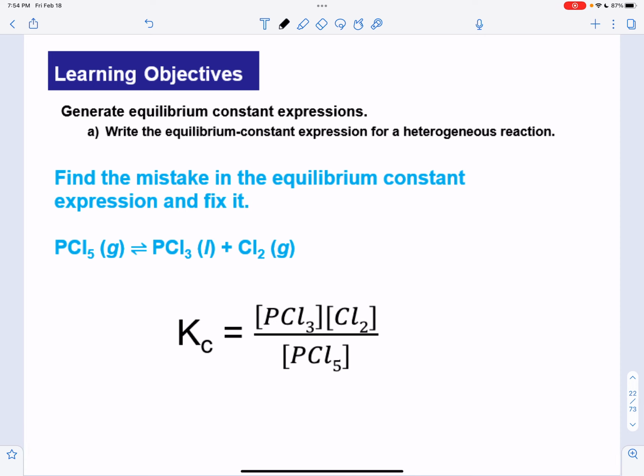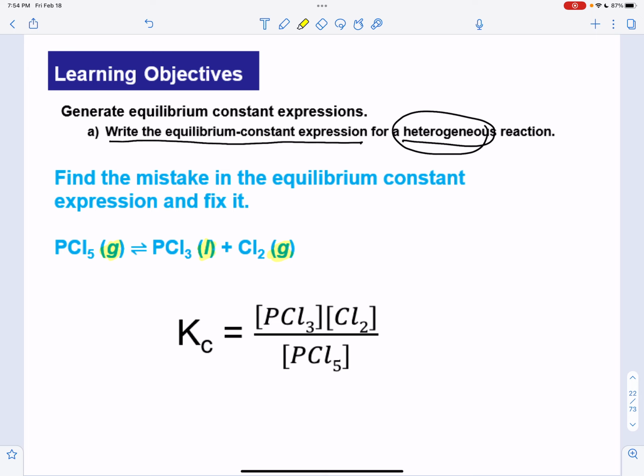One more learning objective. Write the equilibrium constant expression for a heterogeneous reaction. So far, all we have been doing is homogeneous, meaning they are all in the same phase. So what happens when you have a reaction which is heterogeneous, like this one where you have gas, but you also have liquid. So you're basically going to have a bubbling liquid, which is a heterogeneous mixture because you can see two components. It's giving us the Kc, and it's asking us to find the error.